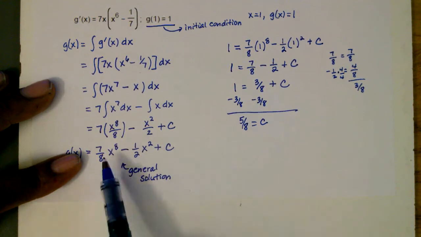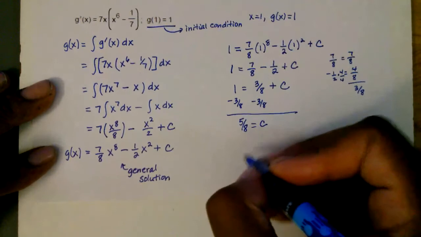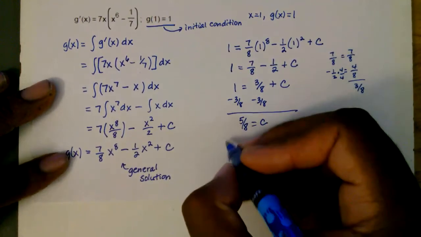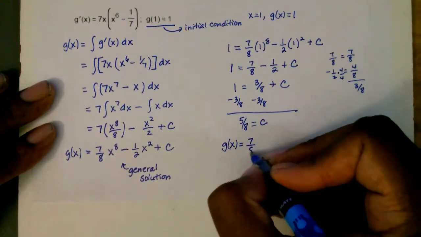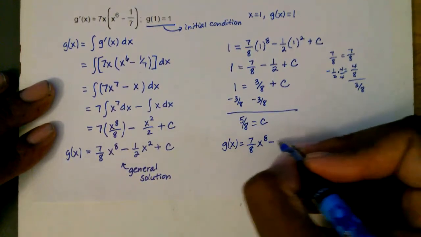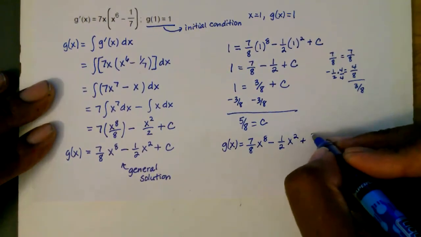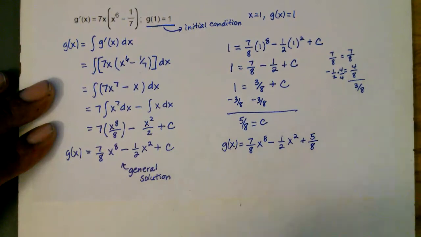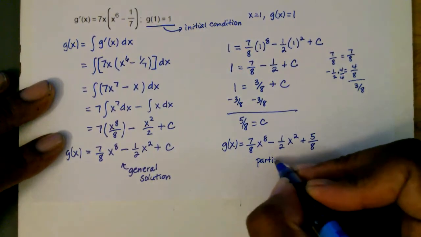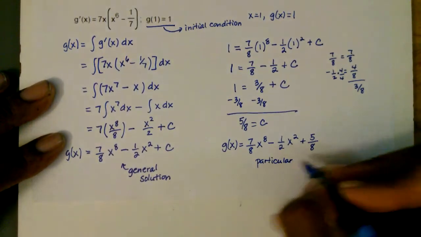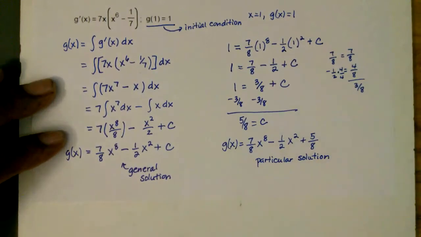So going back to this equation right here, g of x, I just substitute the c with 5/8. So it would be g of x equals 7/8 x to the 8th minus 1/2 x squared plus 5/8. This represents the particular solution. Okay.